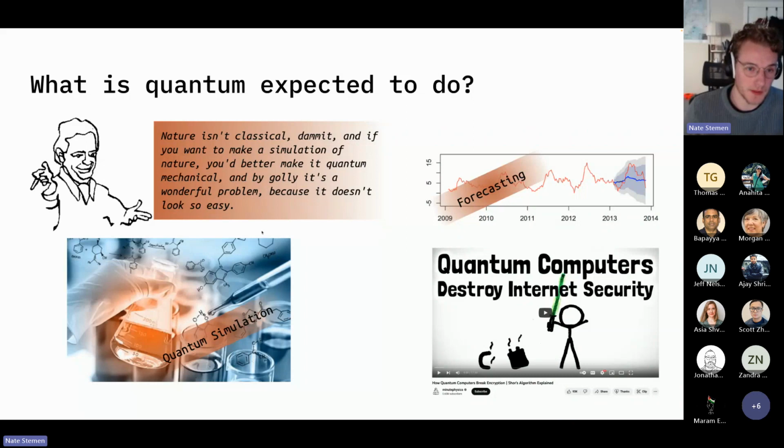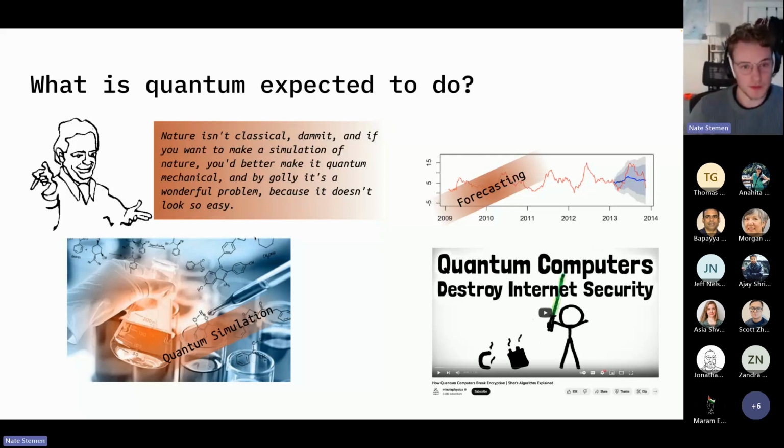And so I have this quote up here, and this is a quote from Richard Feynman, who is one of the leading theoretical physicists of the 1900s, and he was actually one of the first people to propose that quantum computers be a thing. He said, "Nature isn't classical, damn it. And if you want to make a simulation of nature, you'd better make it quantum mechanical. And by golly, it's a wonderful problem because it doesn't look so easy." And besides being just an awesome, fun quote, it's really true.